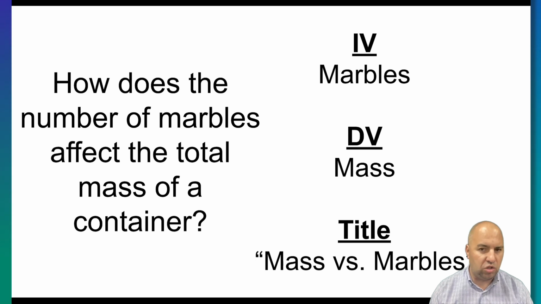If that's our question, then we know that our independent variable is going to be the thing that we can manipulate. In this case, the thing that we can mess with is the number of marbles. Our dependent variable is going to be the mass. And when we write our title as dependent versus independent, it's going to be like total mass of the container versus the number of marbles.